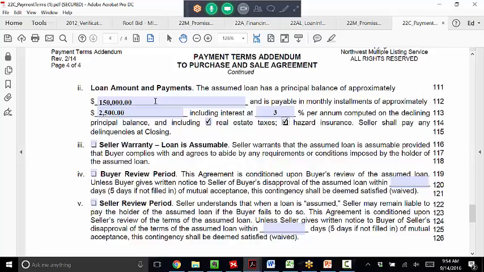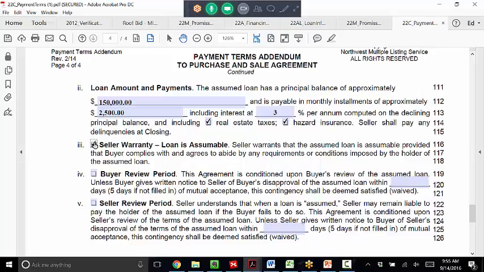This stuff is easy to fill out because you now have a specific client in front of you. You're saying, hey, we got to fill this out to reflect whatever lien you have against your house. Paragraph 3, seller warranty. Loan is assumable. Seller warrants that the assumed loan is assumable provided that buyer complies with and agrees to abide by any requirements, condition imposed by the holder of the assumed loan. So you would check that box if that's true.